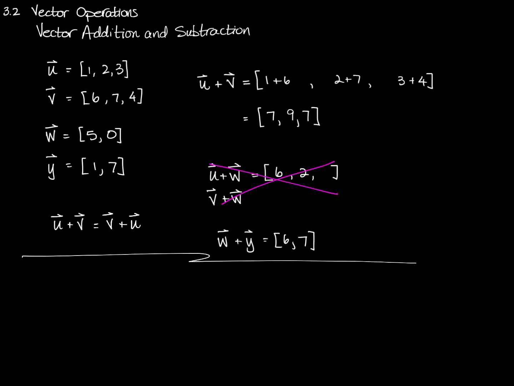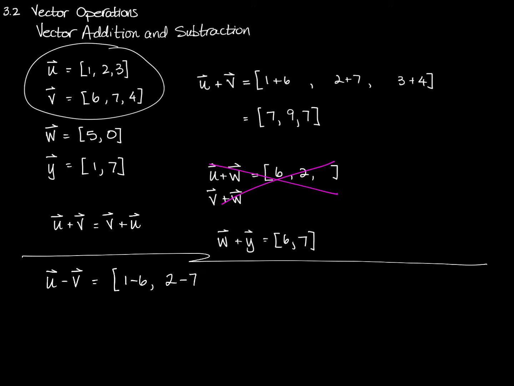Vector subtraction is very similar. I'll use the same vectors as I have here. I'll do u minus v, and that's going to give me 1 minus 6, 2 minus 7, and 3 minus 4. Again, I won't expect you necessarily to write that out like that, but I want you to see where these numbers are coming from. Okay, so there's u minus v.